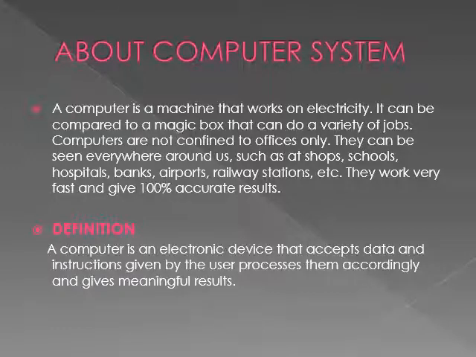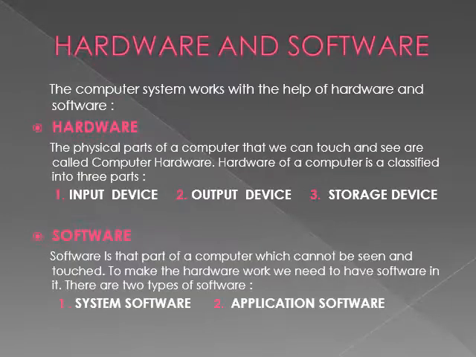Computers are not confined to offices only. They can be seen everywhere around us, such as at shops, schools, hospitals, banks, airports, railway stations, etc. They work very fast and give 100% accurate results. This is the definition of computer. A computer is an electronic device that accepts data and instructions given by the user, processes them accordingly and gives meaningful results. Dear students, now we will read about hardware and software.